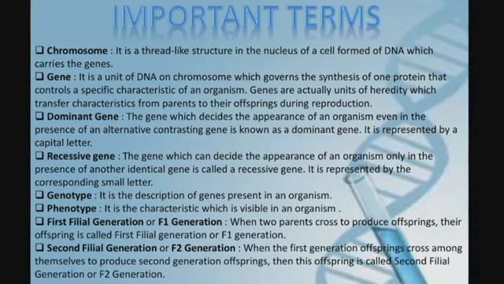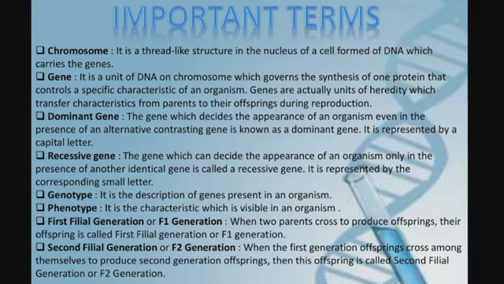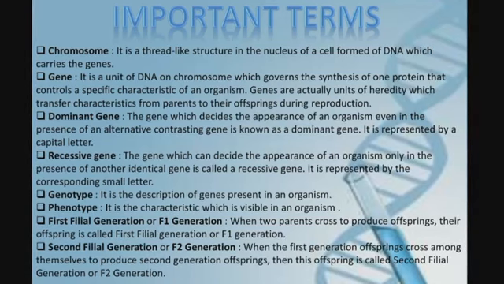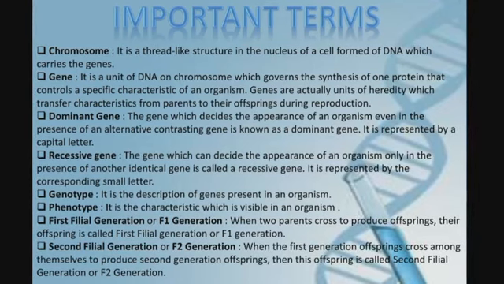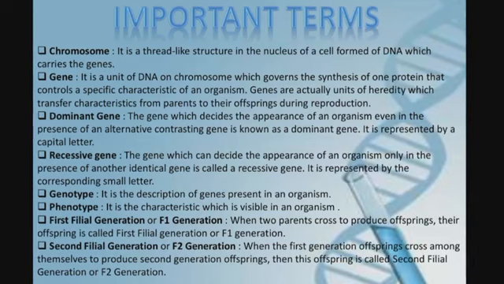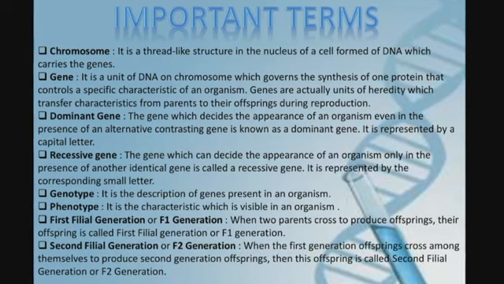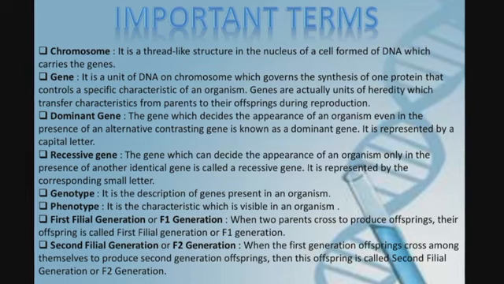First term is chromosome. What is a chromosome? It is a thread-like structure in the nucleus of a cell formed of DNA which carries the gene. So chromosome means it is a thread-like structure. Where is it present? It is present in the nucleus of the cell and it is formed of DNA.